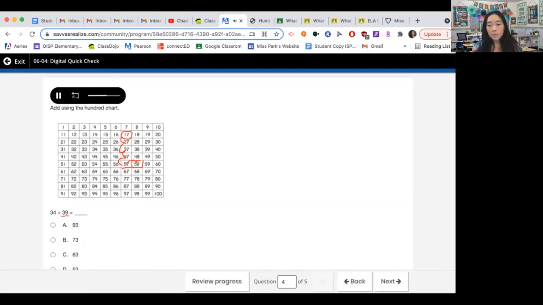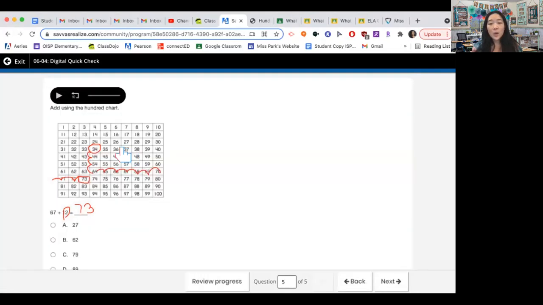Add using the 100 chart. 34 is the number we're going to circle, and then we're going to count on 39. I'm going to skip count 3 tens, 1 ten, 2 tens, 3 tens, and then I'm going to move forward 9 spaces. 1, 2, 3, 4, 5, 6, 7, 8, 9. So I moved forward 9 spaces and I got to my answer, 73. So 34 plus 39 would give you 73.